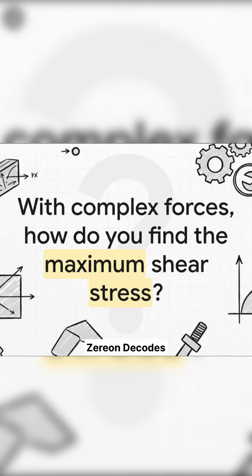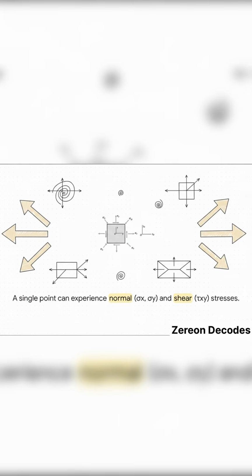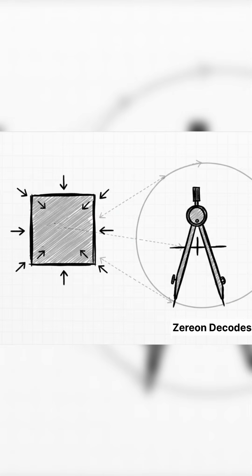But in a real part, with all kinds of forces, how do you find that maximum shear stress? Okay, so any single point in a material can have both normal and shear stresses acting on it. Well, engineers have a really elegant tool for this. It's a graphical method called Mohr's circle. You plot the stresses you know, and they form a circle. The circle represents every possible stress state.